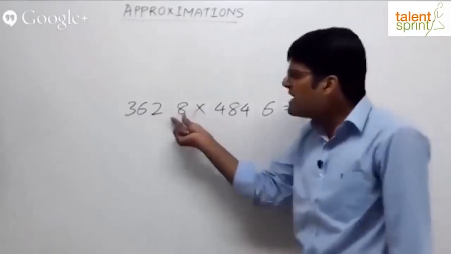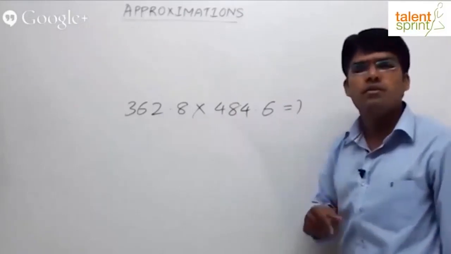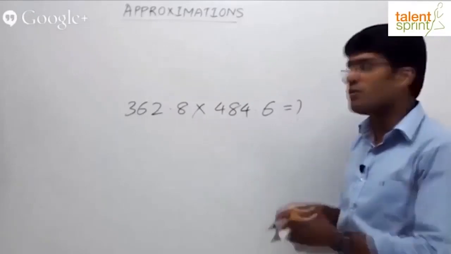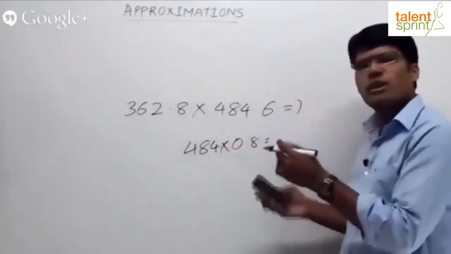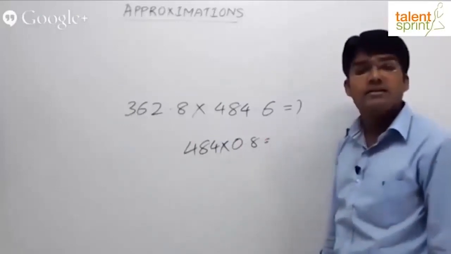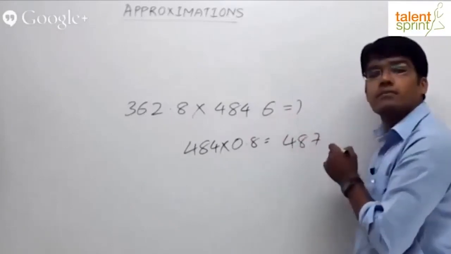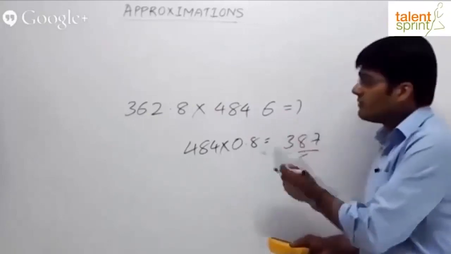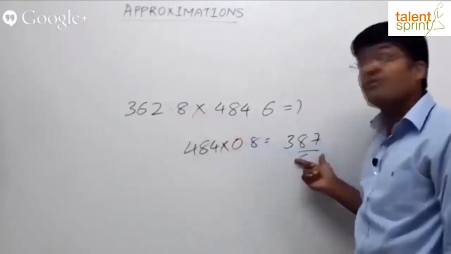Look at this. 0.8 into 484. How much is that? 484 into 1 is 484. 484 into 0.8 will be approximately 400. Yes or no? How much is this? 484 minus 96, or 96.8, I should say. So approximately, I can say this will be around 387. Are you able to follow? Sorry, not 487. 387. 484 into 0.8, 387.